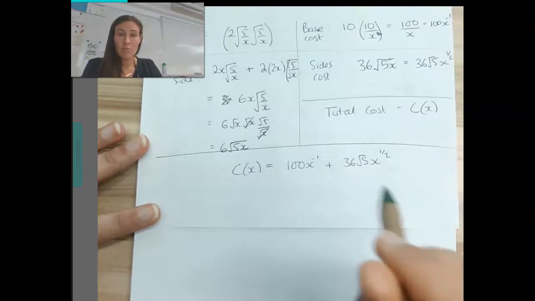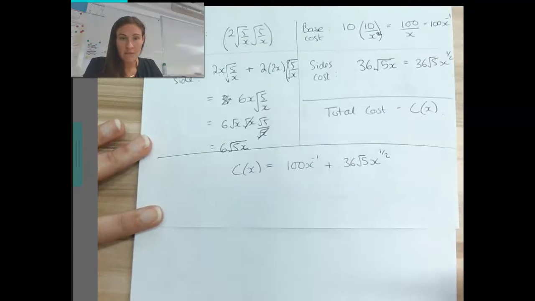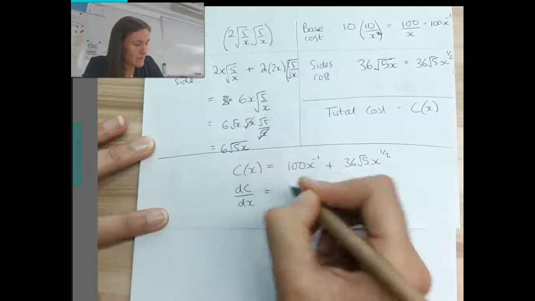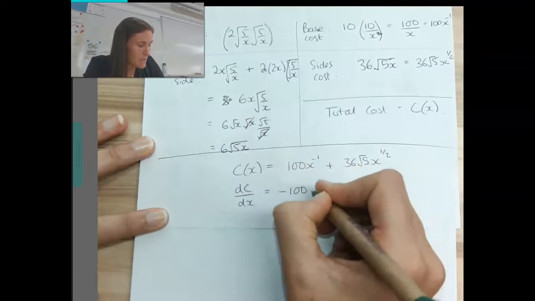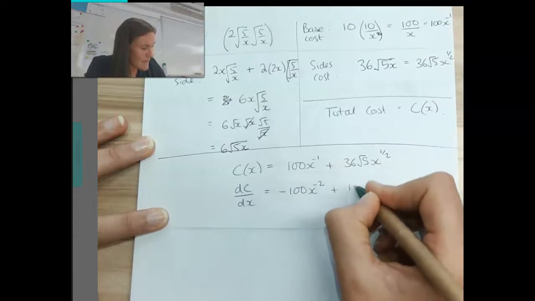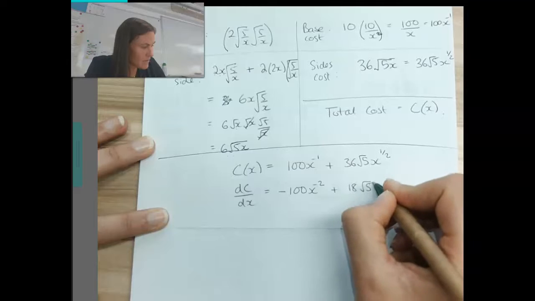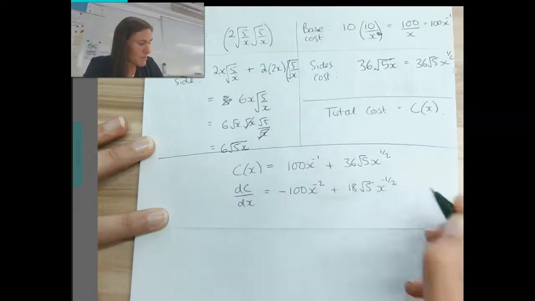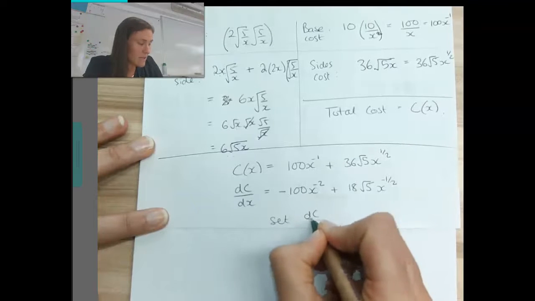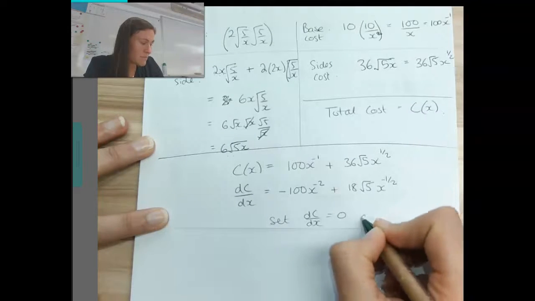To find a minimum or maximum of that, I differentiate. So I want to differentiate with respect to x. So I get minus 100x to the power minus 2 plus 18 root 5 x to the power minus a half. And it's this that I want to set equal to 0 and solve.